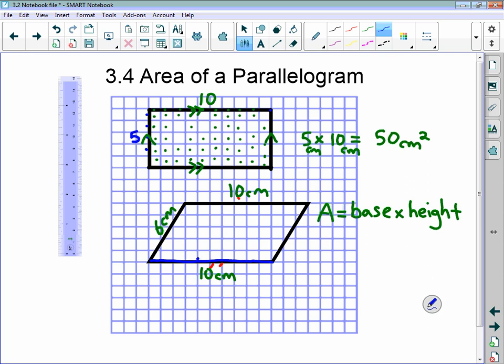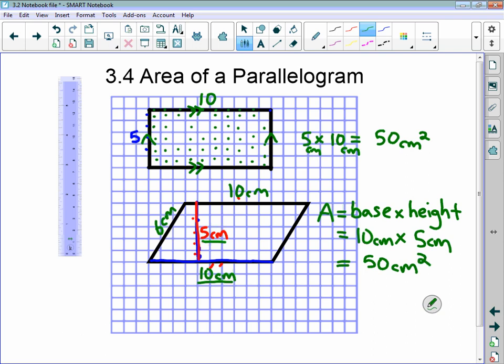So if we go perpendicular from our base and we go up, that is the height of our parallelogram. So the height of this parallelogram is 1, 2, 3, 4, 5. Again, 5 centimeters. And so the area, which is base times height, would be 10 centimeters as the base, times the height, which is 5 centimeters. And that is equal to 50 centimeters squared.